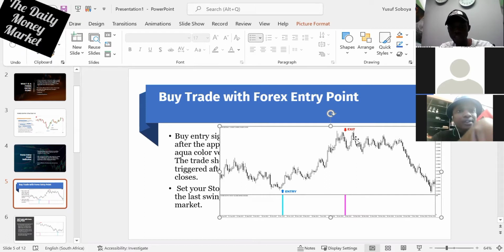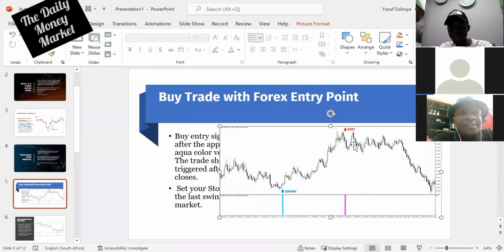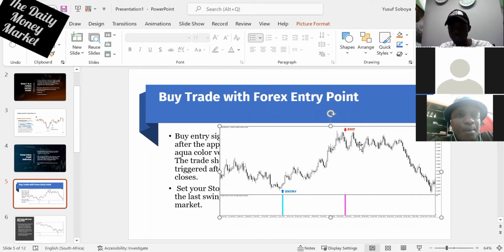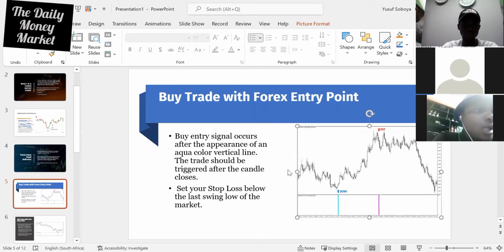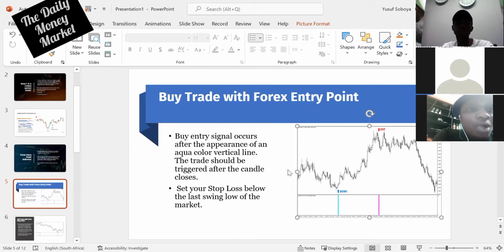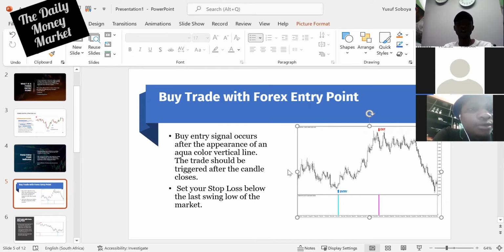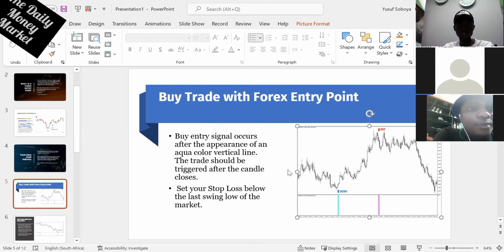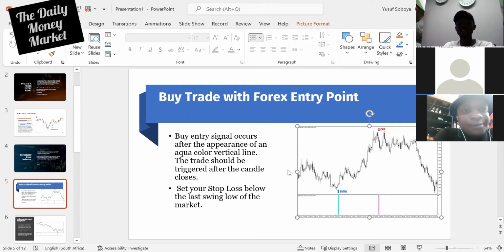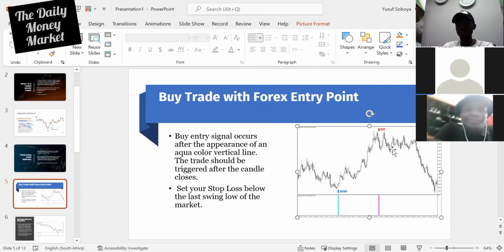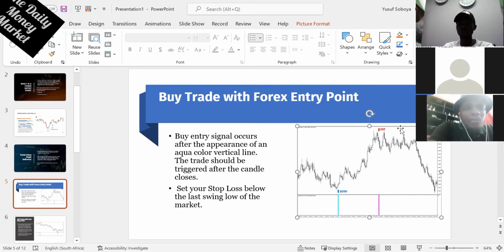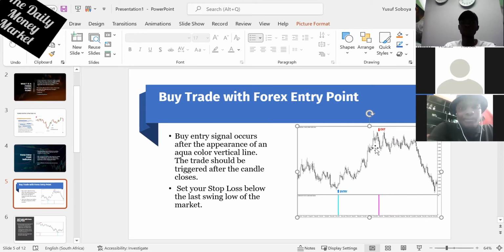Even if you enter a sell here, you could have just made small gains, but look at another movement of candlesticks. They start resisting again and forming another sign of the candlestick that the movement is changing. I don't know if you can see what I'm saying. So the buy entry signal occurs after the appearance of an equal color vertical line. The trade should trigger after the candlestick closes. You set your stop loss below the last swing low of the market, right? So if you are buying, you can set your stop loss somewhere around below, so that when the price comes back and hits that, it shouldn't take a lot of money from your side.